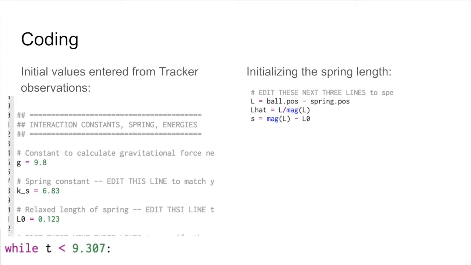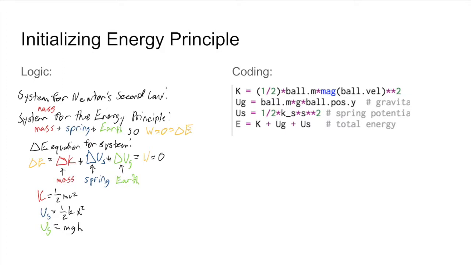First, I entered all the initial values needed to predict the motion of the mass using Newton's second law, as well as initializing the spring length needed to calculate the spring force. All calculations for Newton's second law used the mass as the system. I also established the initial energy of the system of the mass, spring, and earth, which is the system I chose for implementing the energy principle so that the work on the system would be zero. Therefore, the change in energy would always be zero.